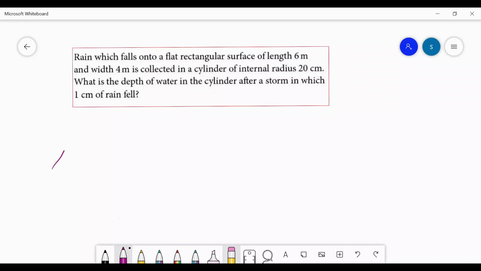So if I have to draw a diagram and explain it to you, this is the flat rectangular surface on which rain fell up to 1 centimeter.